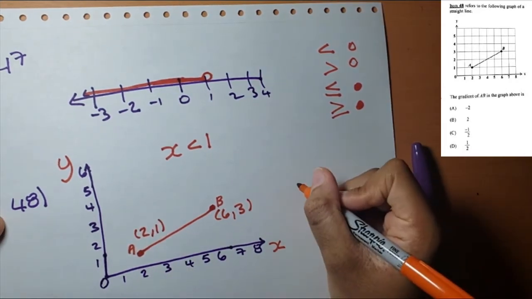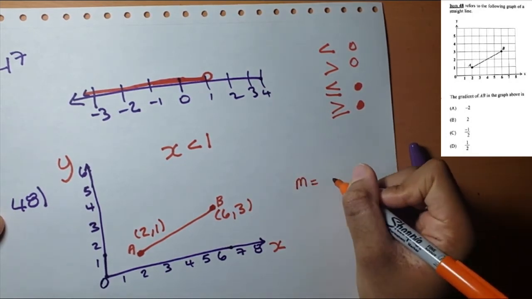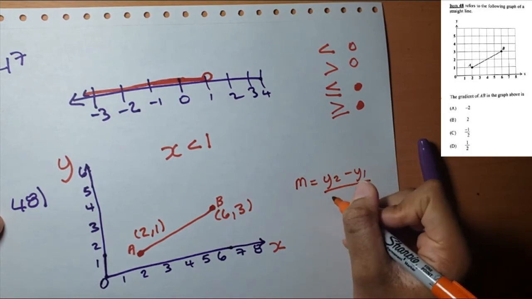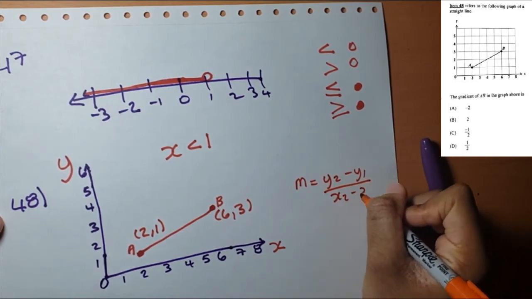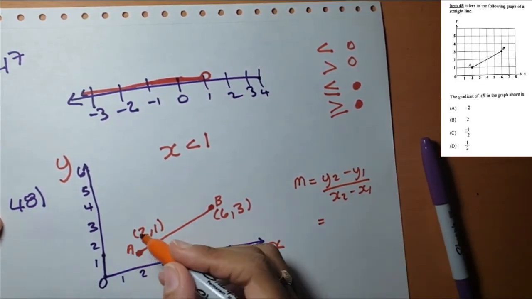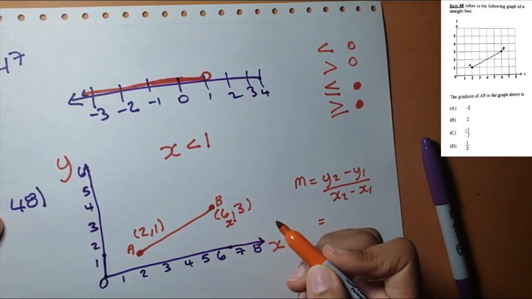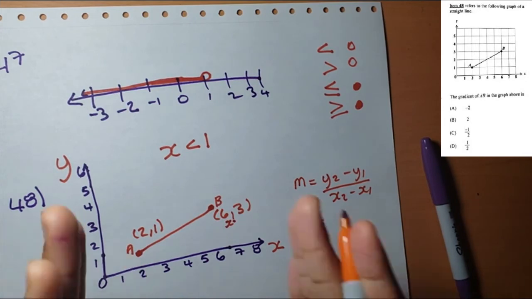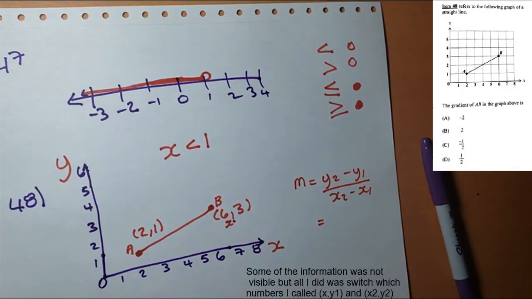Now, the gradient m is equal to y2 minus y1 over x2 minus x1. It doesn't matter which one you call x2 and which one you call x1, just make sure that you're consistent. If this is the one you're doing the ones for, it should be x1 and y1, and this should be x2 and y2. If you want to call this one x2 and y2 and this one x1 and y1, that is fine, just be consistent.